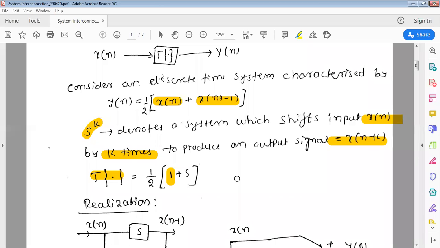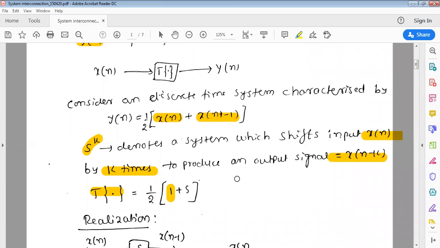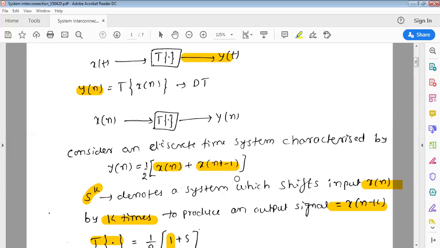Any doubt till now? Explain once again. I'll explain. See here, consider a signal y of n is equal to half of x of n plus x of n minus 1. It is a discrete time system which sums the present input x of n plus the delayed input x of n minus 1.